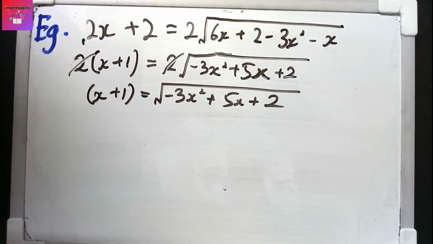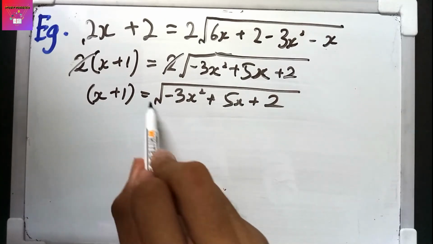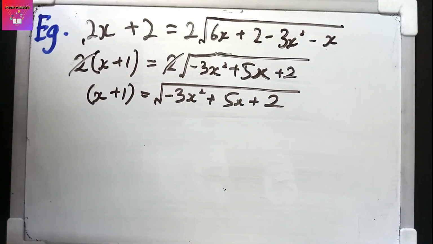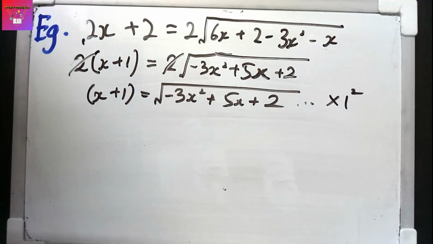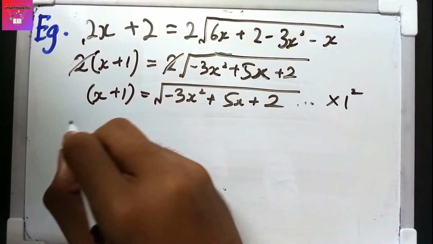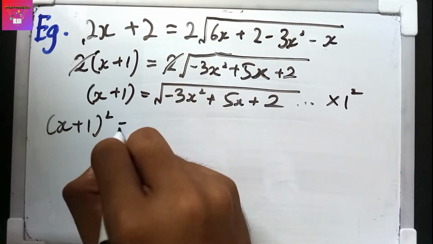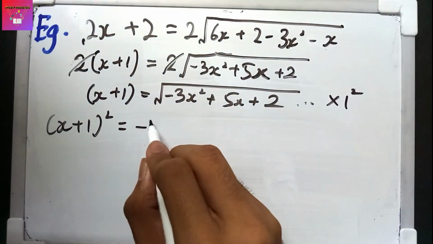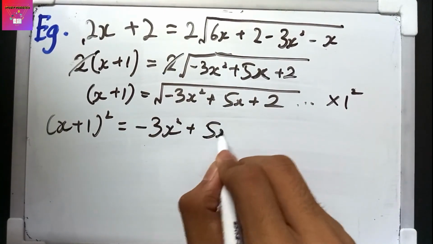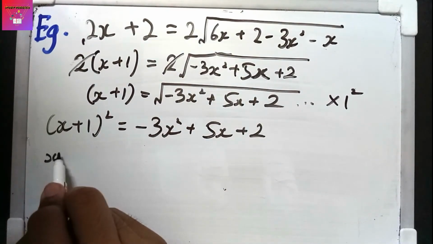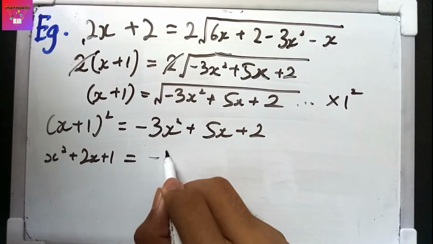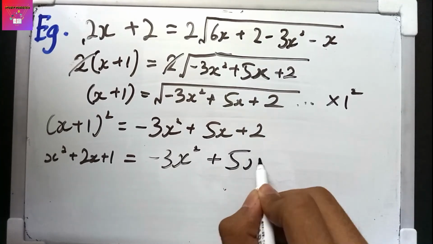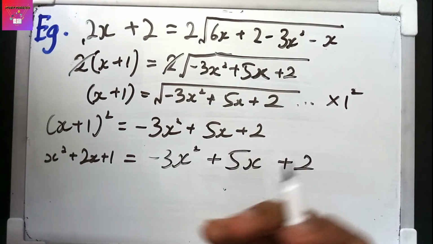So now we come back to the real beginning of this question itself, where we worked to remove the surd. So now we have to remove this surd in order to find out the value of x. So I'm going to square this whole equation again, because this is a surd of 2. Okay, so x plus 1 squared, and if you square this whole thing, it's actually just going to give you negative 3x squared plus 5x plus 2. So x plus 1 squared, you'll get x squared plus 2x plus 1 equals to negative 3x squared plus 5x plus 2. So now bring everything to one side.